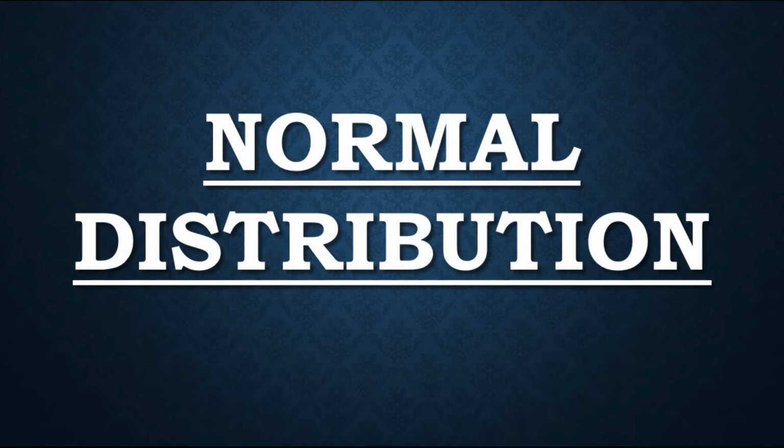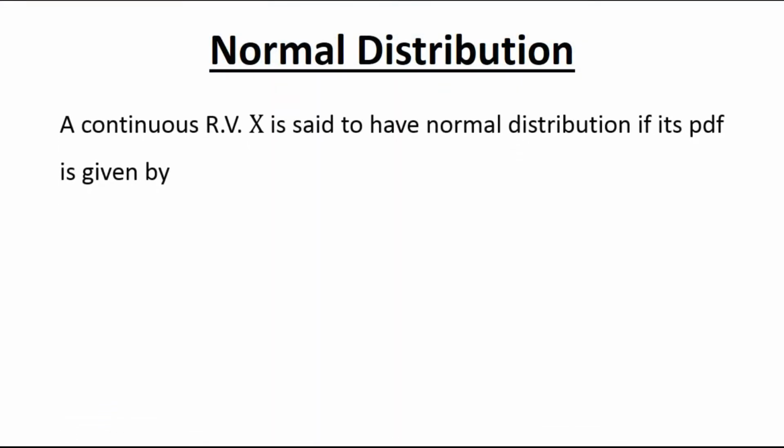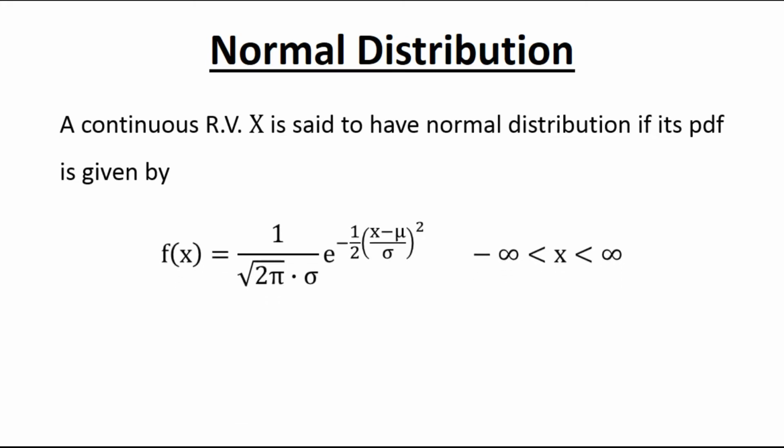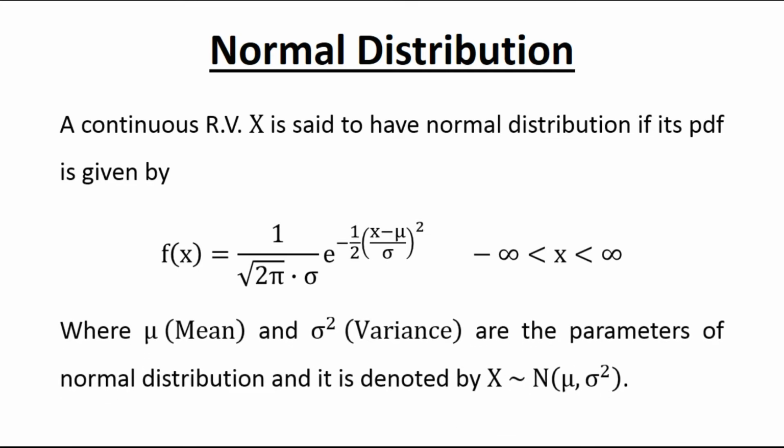Hello students, today's topic is normal distribution. A continuous random variable x is said to have normal distribution if its PDF is given by this form, where mu, that is mean, and sigma square, that is variance, are the parameters of normal distribution, and it is denoted by x follows normal distribution with mean mu and variance sigma square.